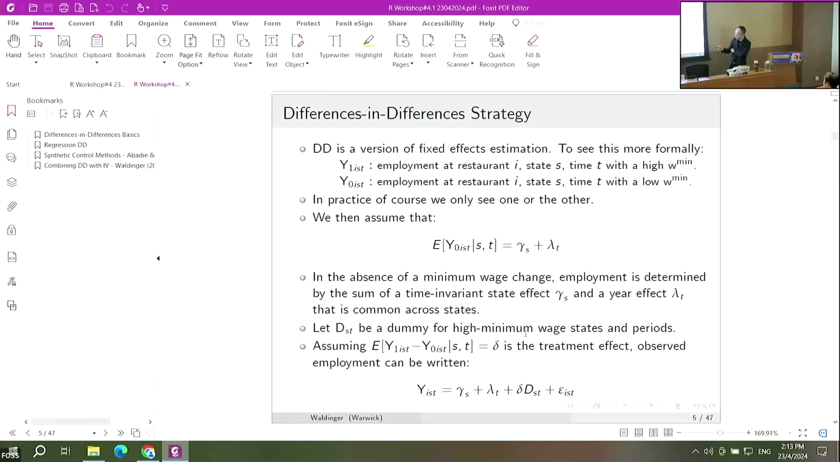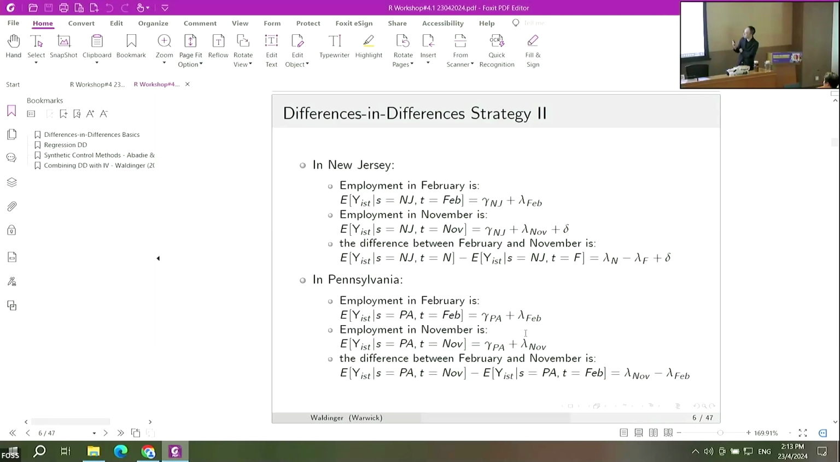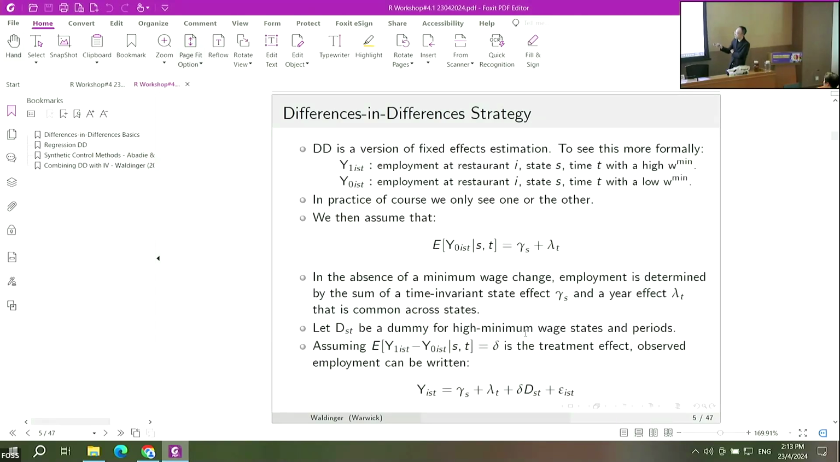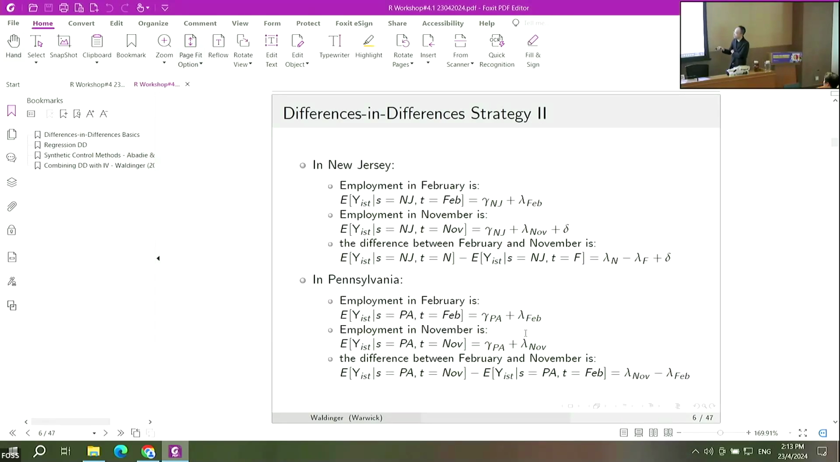And then, assuming that you look at the state and time fixed effects, the expected value of average earnings after the treatment minus before the treatment would be the treatment effect. Observed employment can be written as such, as simple as this. But the question is, is this correct? All right, this is a little bit math intensive, so I'll just skip it because I don't want to overwhelm you.